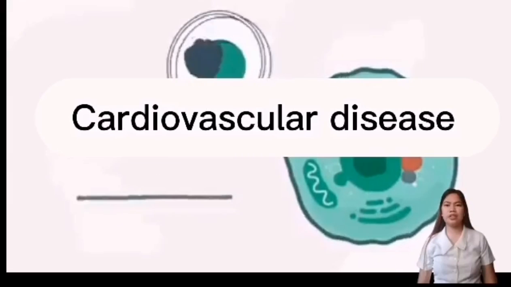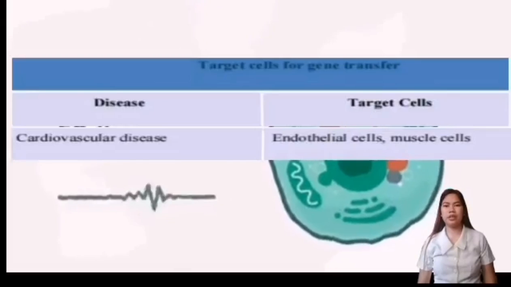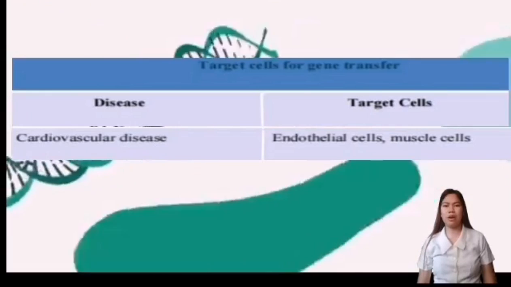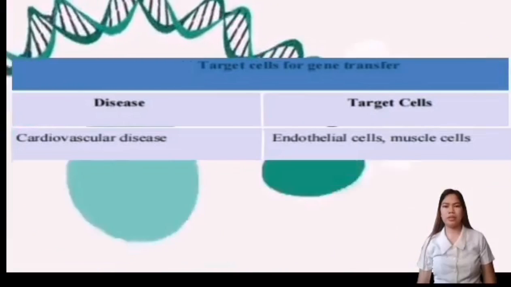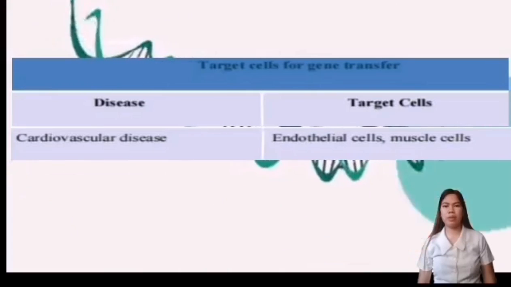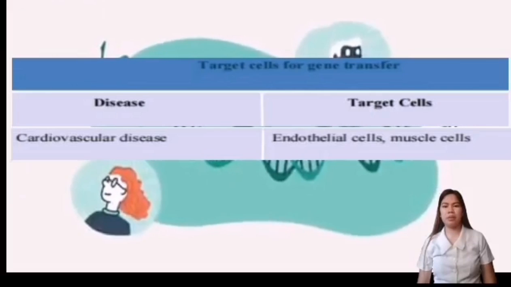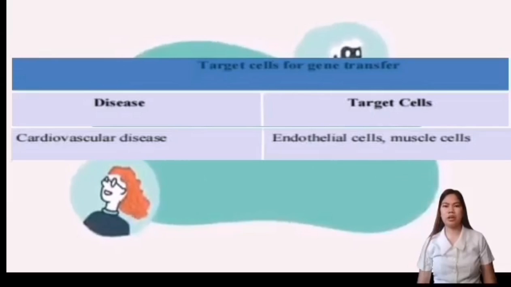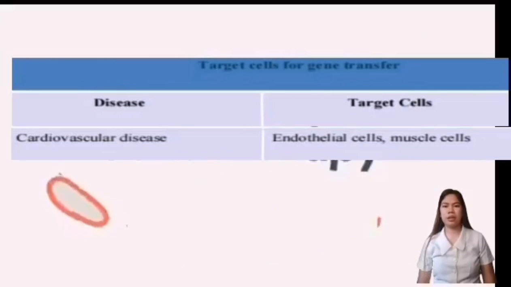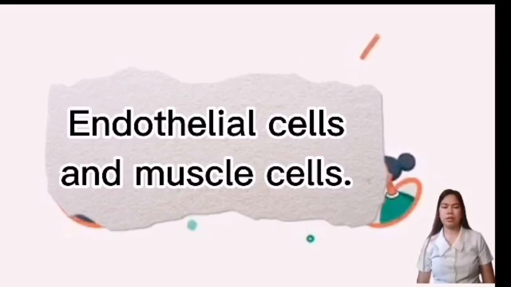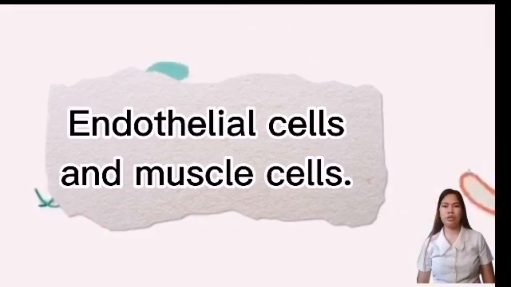So next is cardiovascular disease. Cardiovascular disease is a group of disease affecting your heart and blood vessels. This disease can affect one or many parts of your heart and or blood vessels. A person may be symptomatic or physically experiencing the disease or asymptomatic, not feeling anything at all. And the target cells for gene transfer in this disease are endothelial cells and muscle cells.